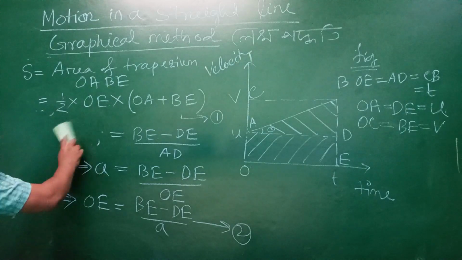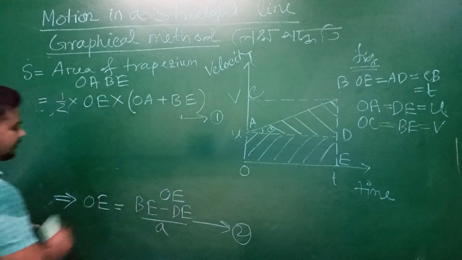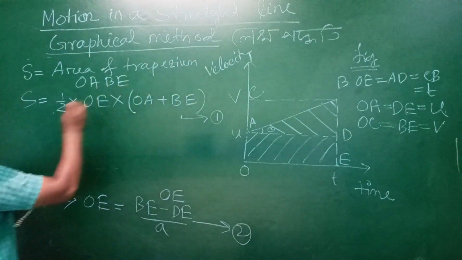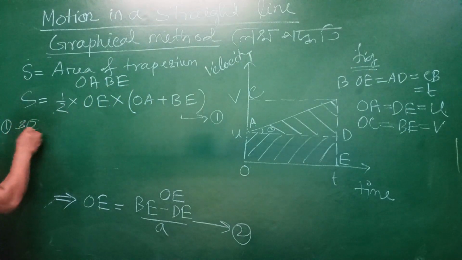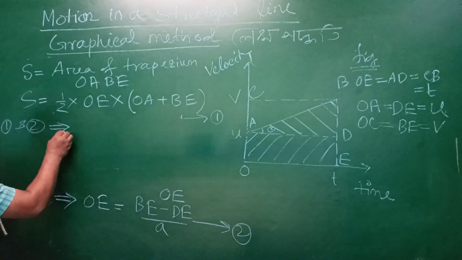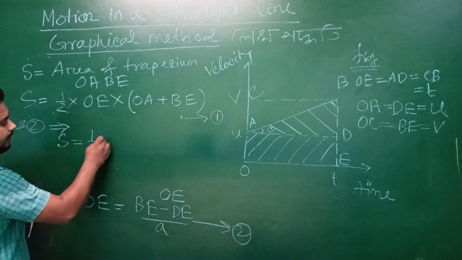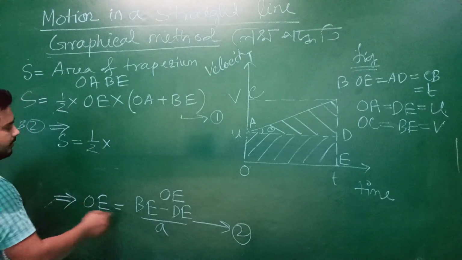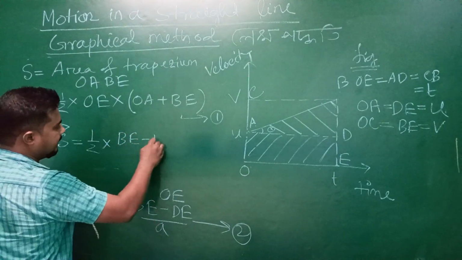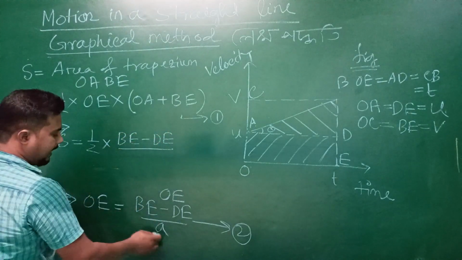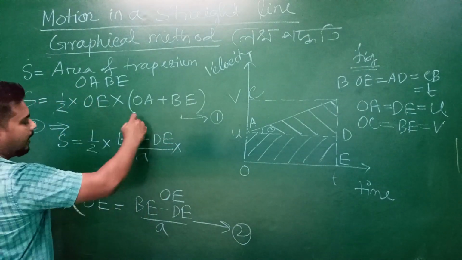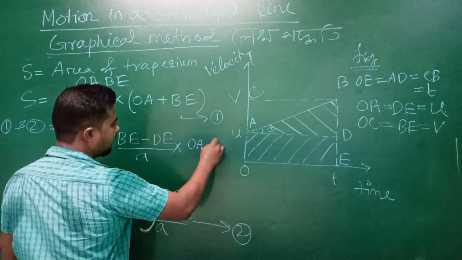Now, if we put the value of equation 2 in equation 1, s is equal to half of OE into OA plus BE. From equations 1 and 2 we can replace. Means if we put the value of 2 in 1, then we will get s is equal to half. And OE is equal to BE minus DE by A, all into OE, and along with that OA plus BE.